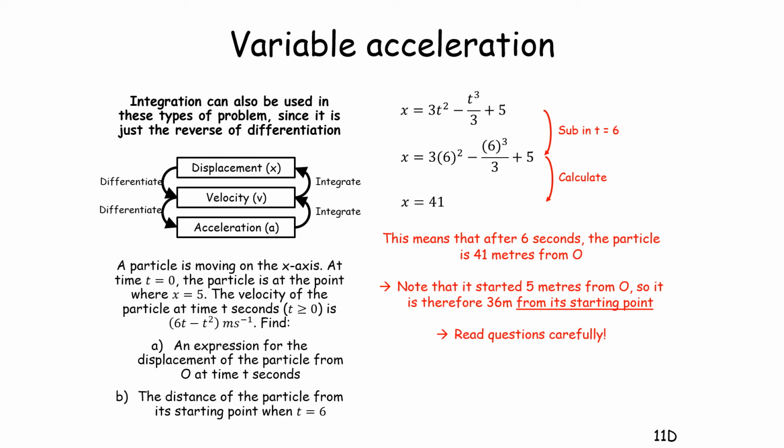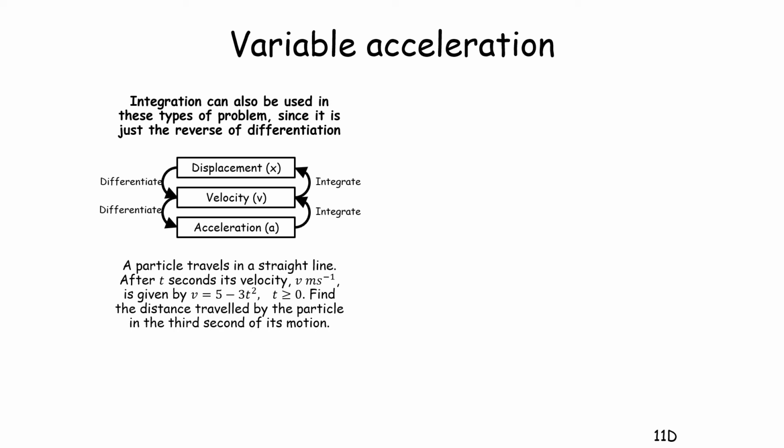Read the question carefully. A particle travels in a straight line. After t seconds, velocity v meters per second is given by v equals 5 minus 3t squared, t greater than or equal to 0. Find the distance traveled by the particle in the third second of its motion.